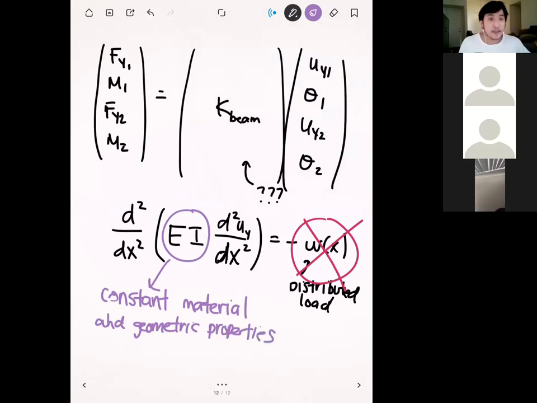Okay, and so if those two are constants, we can bring them outside the derivative, and so we're going to get a much simpler expression. Okay. All right. Any questions on this?